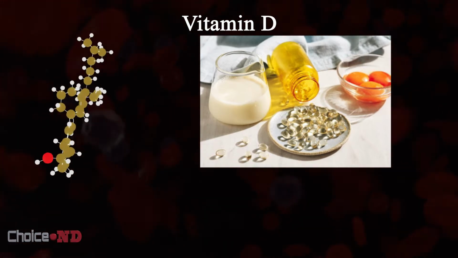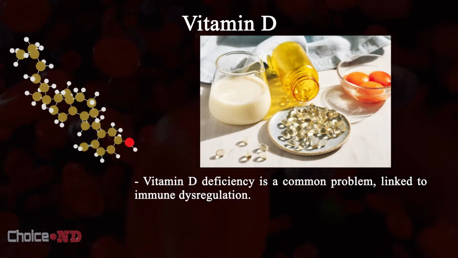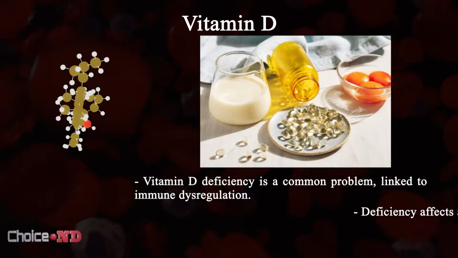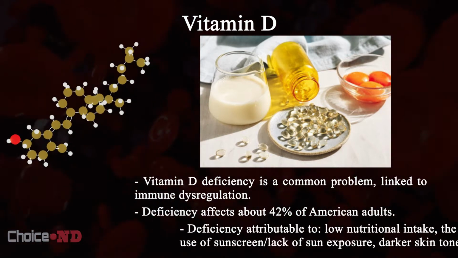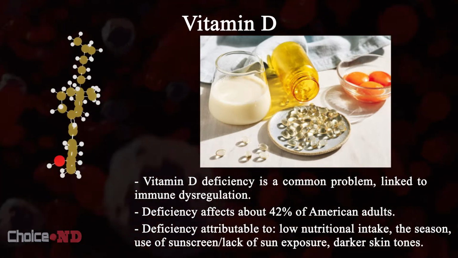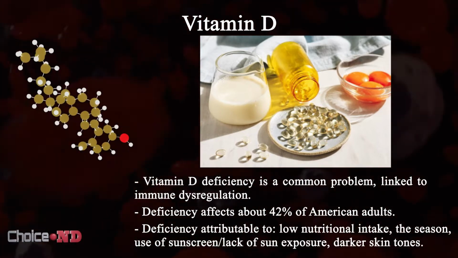While deficiency of vitamin D appears linked to immune dysregulation, it is unfortunately a fairly common problem, affecting an estimated 42% of American adults. This deficiency can be attributed to low nutritional intake, the time of year, the use of sunscreen, not enough sunlight exposure, or darker skin pigmentation.